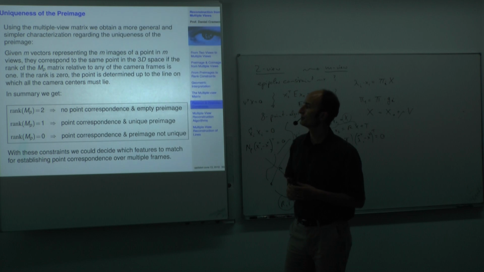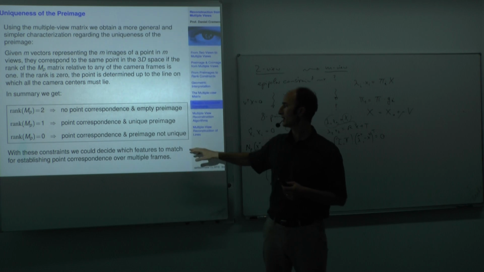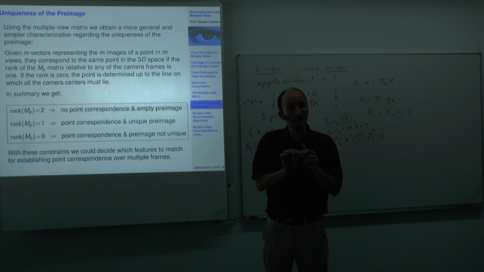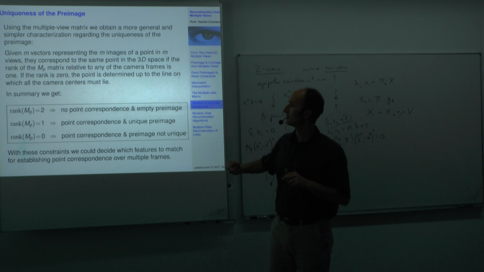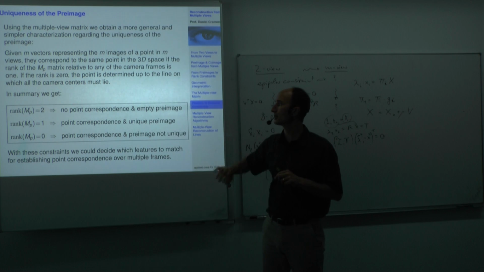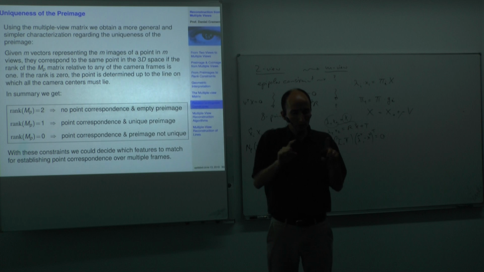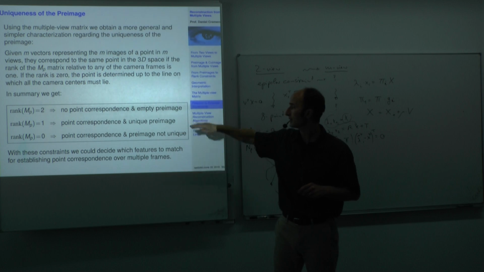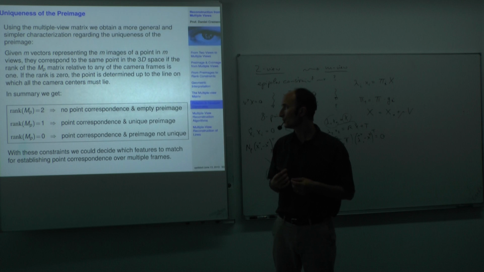And one thing you can do, of course, is when you actually compute feature correspondence. Remember, at this point, we were always working under the assumption that we have correspondence between points in different images. One of the things we can do is we can always construct the multiview matrix and put points into correspondence in such a way that the rank condition is fulfilled, that the matrix MP is rank 1. So in principle, we can use these constraints to establish point correspondence.